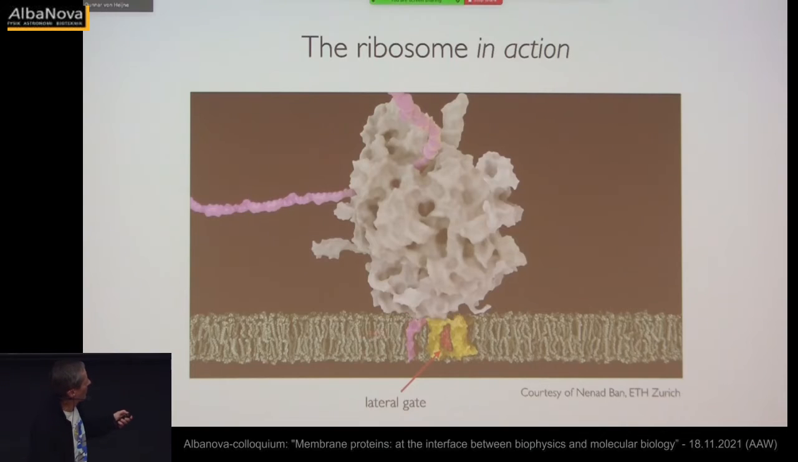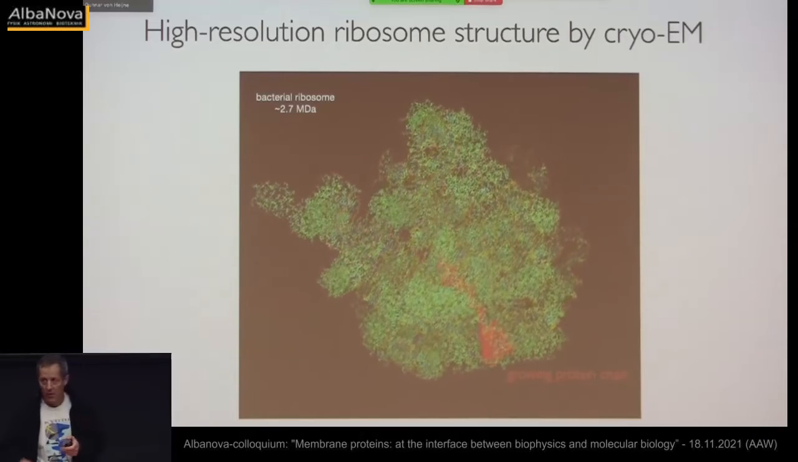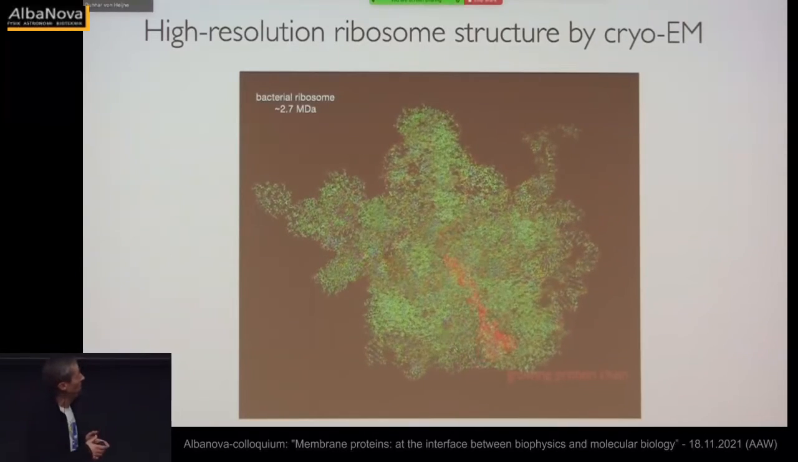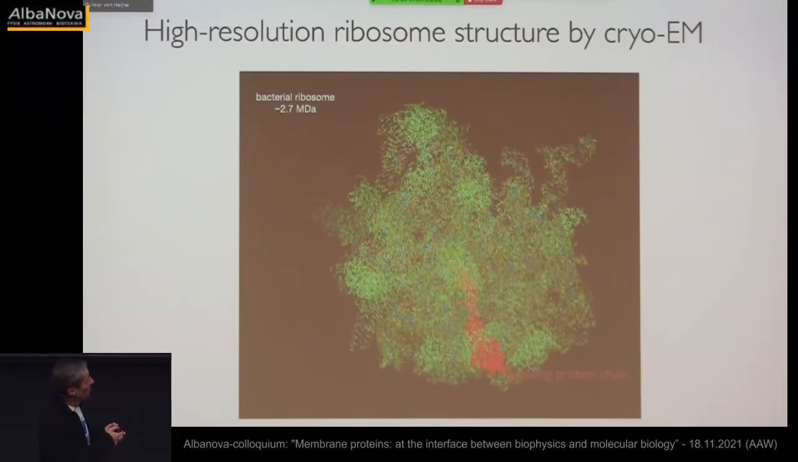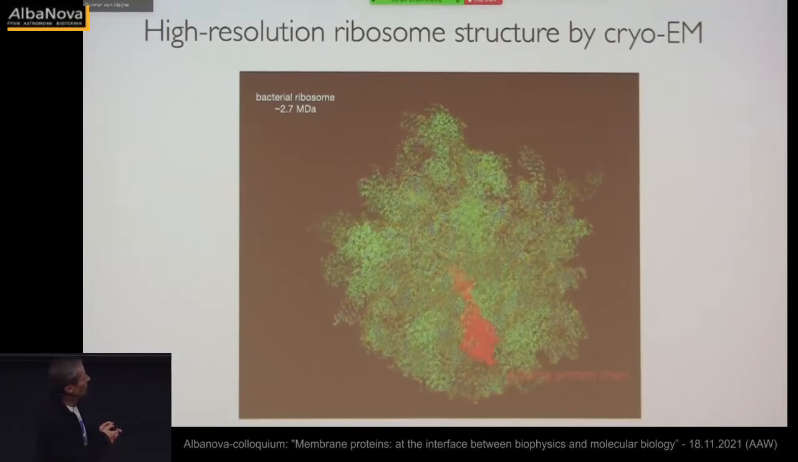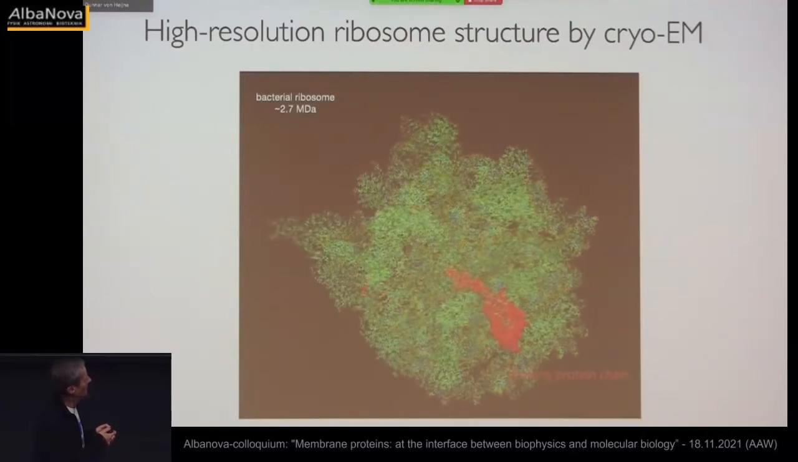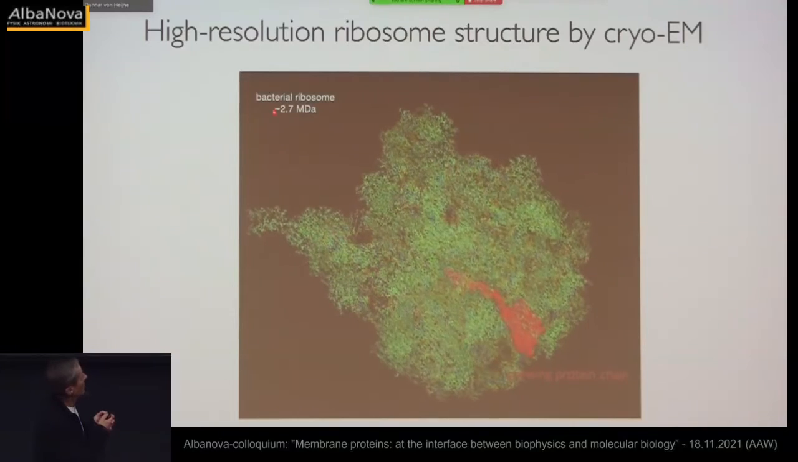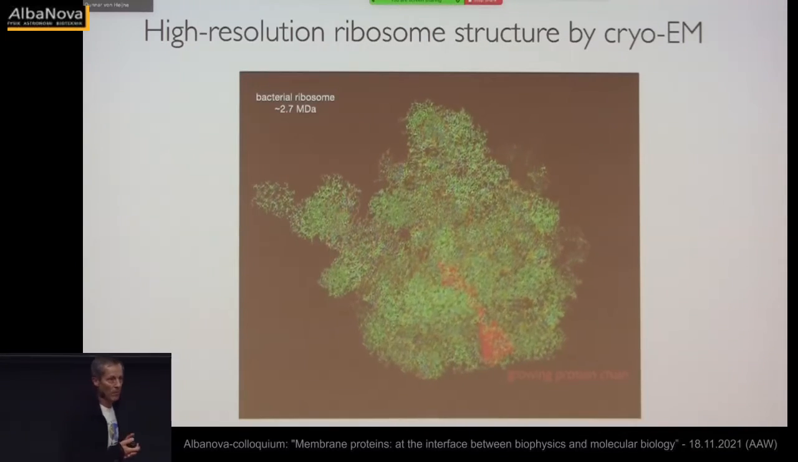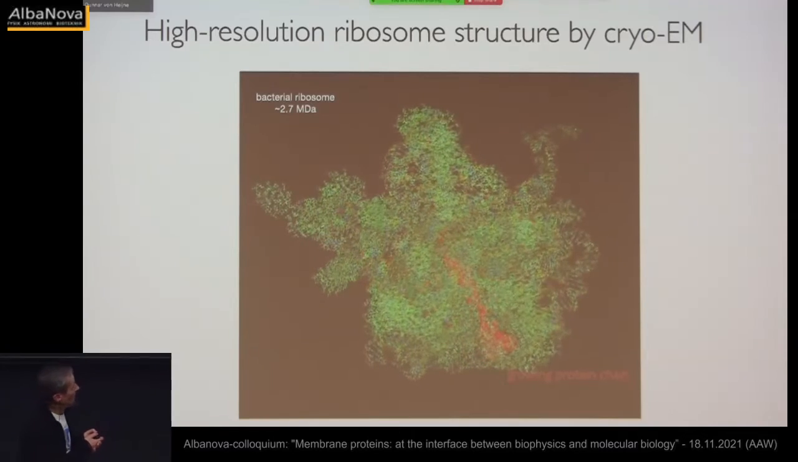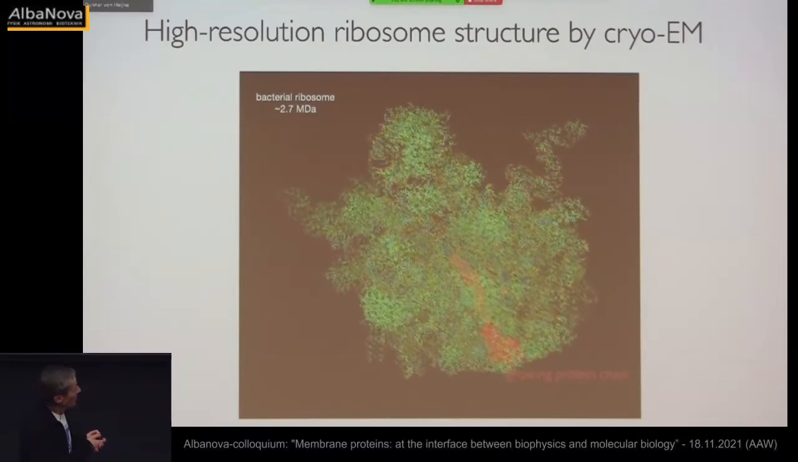Now, this is obviously kind of a cartoonish model, but just to show you that we really know what ribosomes look like. So here is a recent cryo-EM. Speaking of cryo-electron or electron cryo-microscopy, here is a cryo-EM structure of a ribosome. So it's 2.7 megadalton, so it's a very large molecule. And in red, you can actually see this growing protein chain.